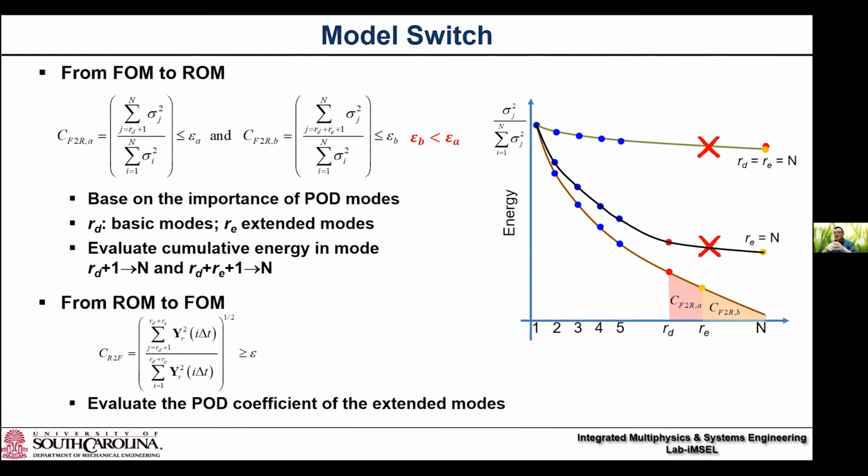Typically, because this POD mode is orthogonal, we can check the magnitude of this YR to determine if the reduced order solution is still accurate or not. Let's say the reduced solution in this extended mode has a large value. Then we know this reduced model solution will become less accurate because the high order modes start to take over and become more dominant. That is not a good sign, because it indicates the reduced model becomes less accurate. In that case, we need to switch from the reduced model to the full order model. So this slide presents our idea of how to determine the switch between the full order model and the reduced model.